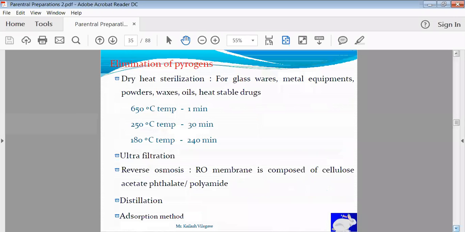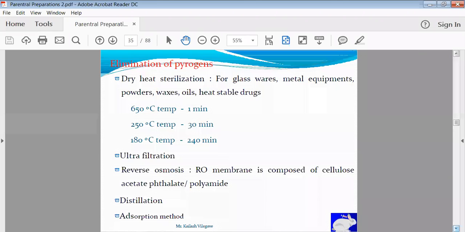Generally, how can we eliminate pyrogens? Pyrogens can be eliminated from your product by using dry heat sterilization. We can use an instrument to kill the pyrogens in your product. At 650 degrees centigrade, we can heat your preparation for 1 minute. If that is not possible, then at 250 degrees centigrade we can heat your preparation for 30 minutes. If that is again not possible, then at 180 degrees centigrade we can heat your preparation for 240 minutes. Only then can we kill your pyrogens.